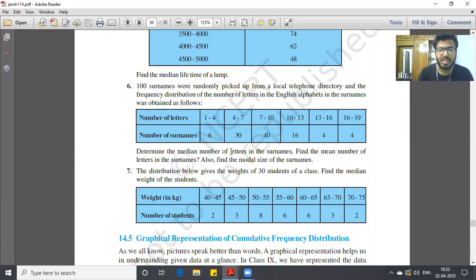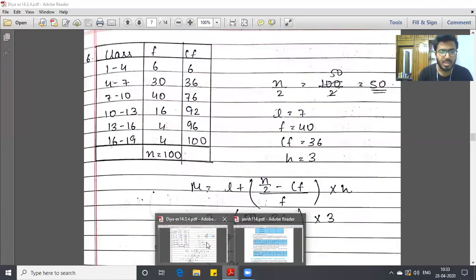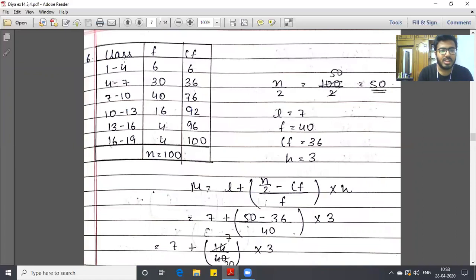Determine the median of the letters in surname. Find the mean number of the letters, and also find the modal size of the surname. So you have to find out the mean and mode also. Okay, I'll be doing the median here, and the mean and mode you are needed to do. Now, in this, the class is given, the frequency is given as it is. We are finding out the cumulative frequency also. Your cumulative frequency total you're getting as 100.